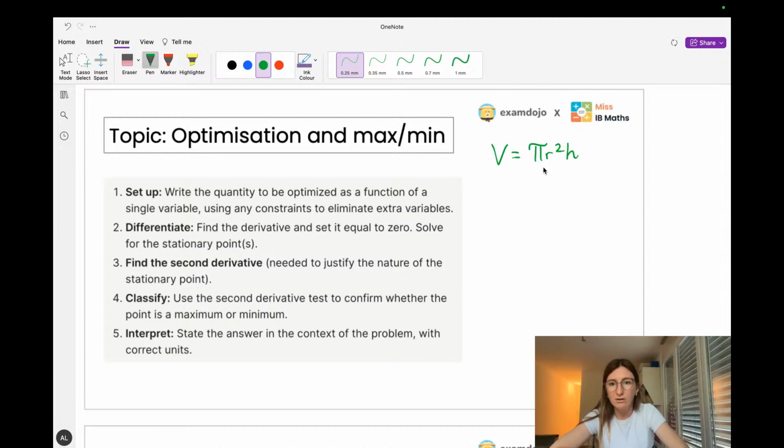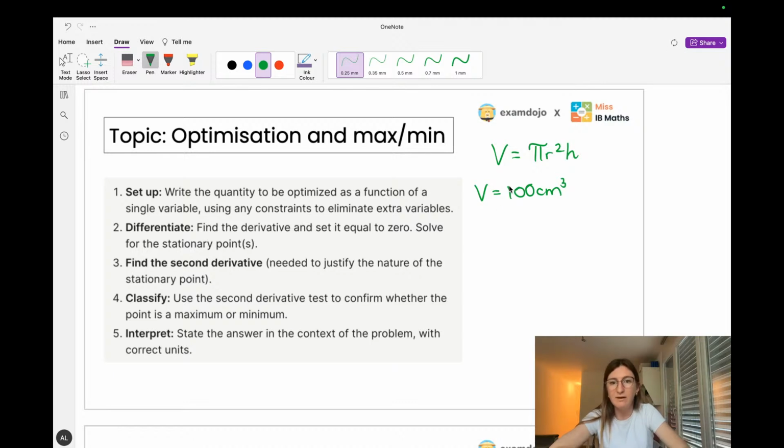Now, if I want to find the derivative of this, at least at the SL level, we don't know how to do it with two variables. We can only do one variable. So what we're going to have to do is use a piece of information that they give us. They'll often say the volume is, I don't know, 100 centimeters cubed. They give us a hint, which is going to help us write the height in terms of the radius, or the radius in terms of the height.